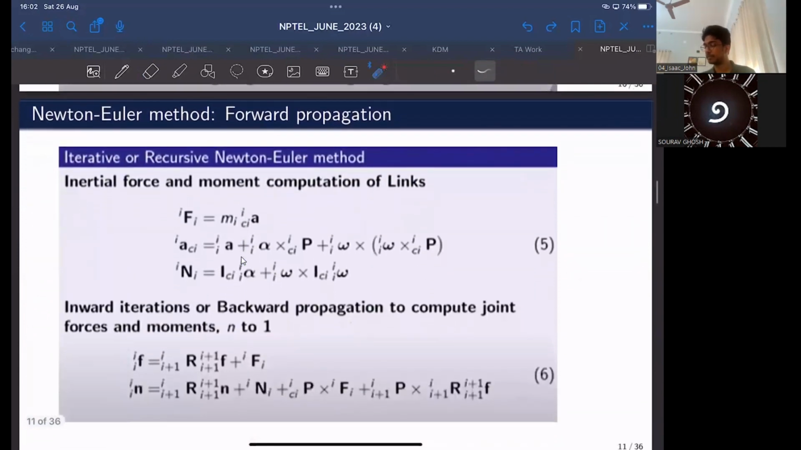And yes, we have something called backward propagation of forces. So far we have propagated in the forward direction. Okay, so this term is not correct. In this slide, we are dealing with the backward propagation.